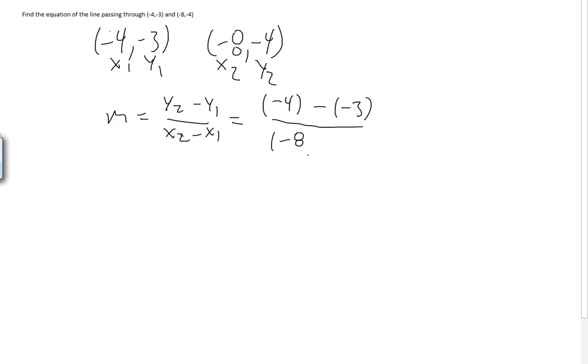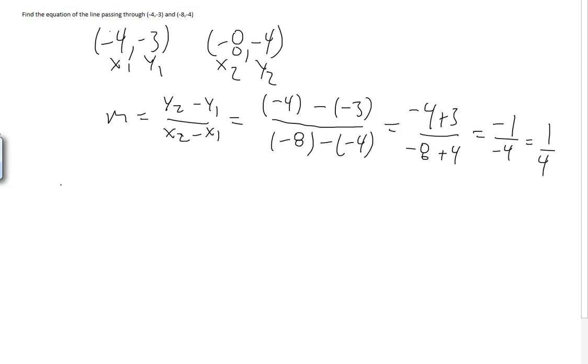Oops, I don't know why I put a comma there. You subtract them. So that this becomes negative 4 plus 3 over negative 8 plus 4. Let me be careful with my subtraction this time. I get negative 1 over negative 4, which is a positive 1/4. So that the equation of the line looks like y equals 1/4 x plus b. If I knew b, I'd be done. I don't know b, so I choose a point to plug in. Again, either one works. I'll stick with point 2 since I messed it up last time.